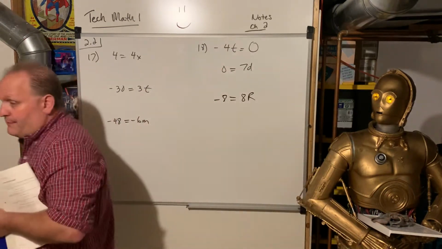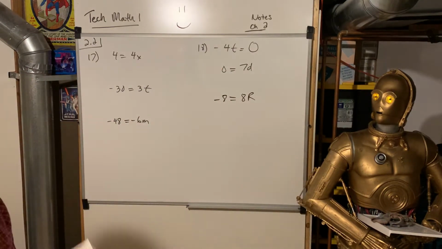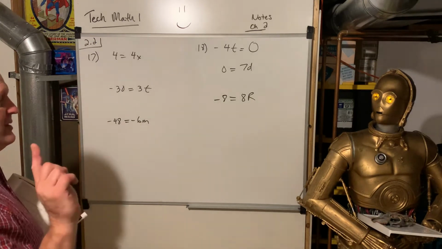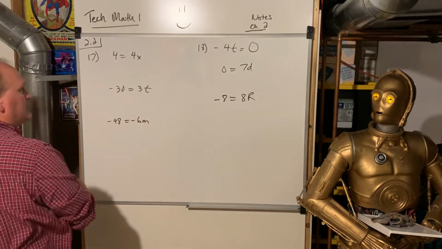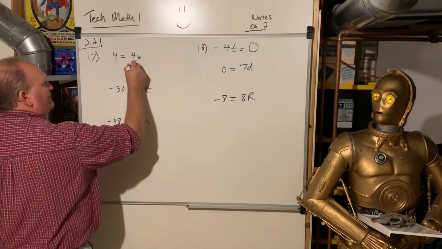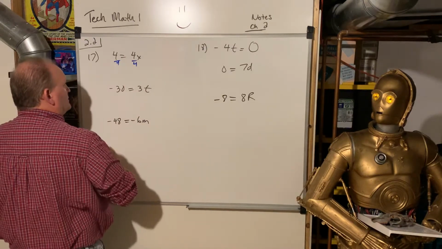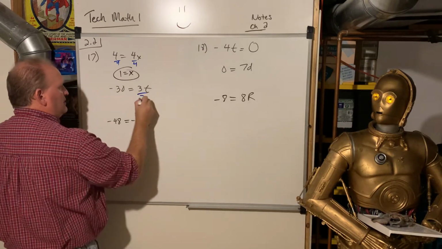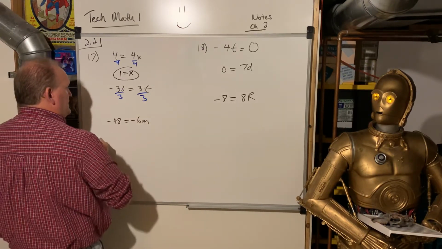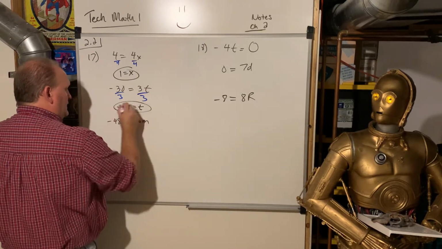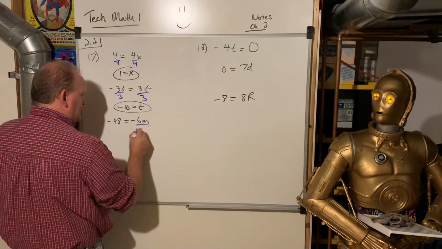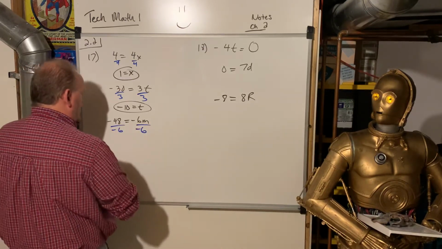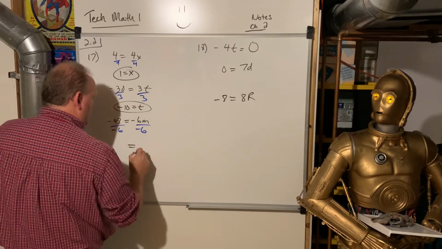All right, so it's isolated. The variable's already by itself. But we still need one x equals. So the coefficient, the number in front of the variable, has to be a 1, not a 4 or a 3 or a negative 6. In this case, we divide both sides by 4, and that's 1 equals x. In this case, we divide both sides by 3. That's negative 10 equals t. In this case, we divide both sides by negative 6. And what is that? 8.